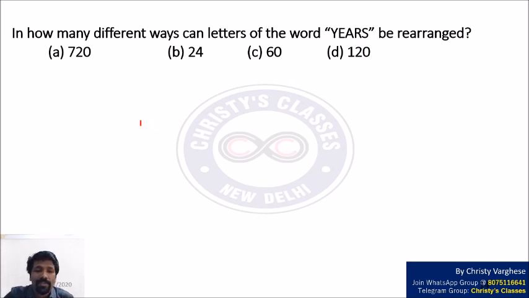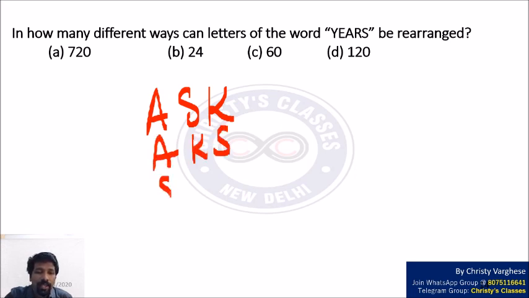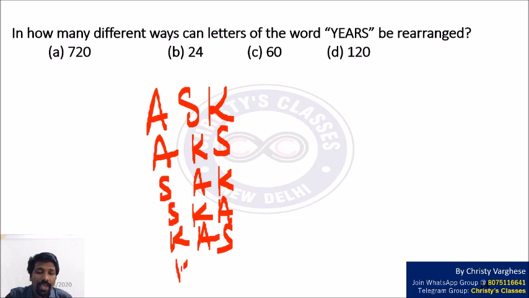I will explain with a small example. If the word was ASK, A-S-K, a 3-letter word, how many different ways can the letters of the word be rearranged? I will write all the rearrangements so that you get a proper idea. A-S-K, A-K-S, S-A-K, S-K-A, K-A-S, K-S-A. These are the 6 ways. So in this case 6 is the answer.